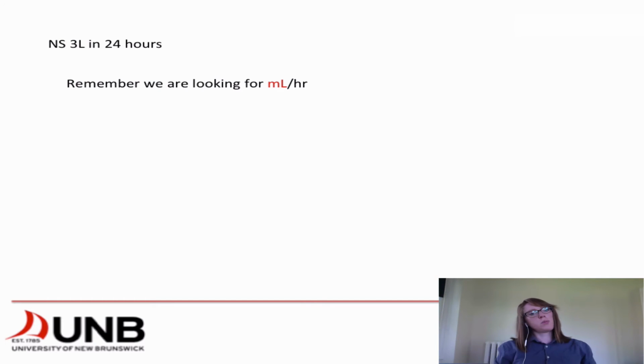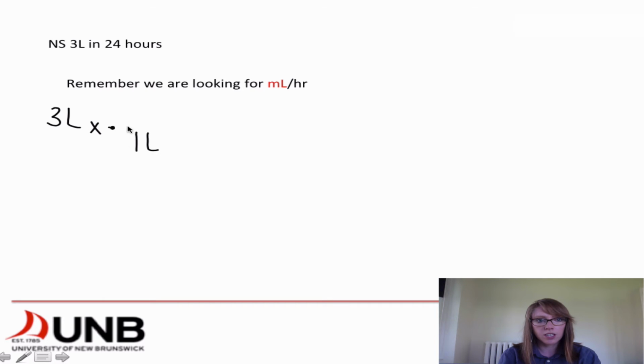Okay, so next up we are going to be looking at normal saline, and we want to give 3 liters within 24 hours. So the most important thing to remember is that our units are always in mils per hour when we're calculating the flow rate. So we have to do our little conversion here. We know that we've got 3 liters, and within 1 liter, this is canceling out units, we have 1,000 milliliters. So we know that this 3 liters equals 3,000 mils.